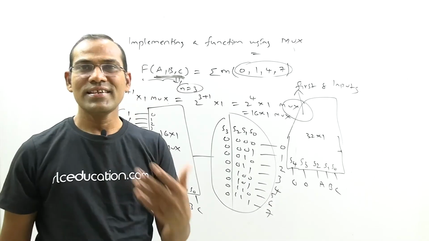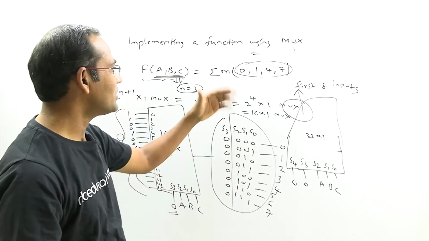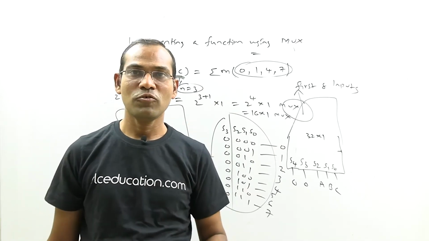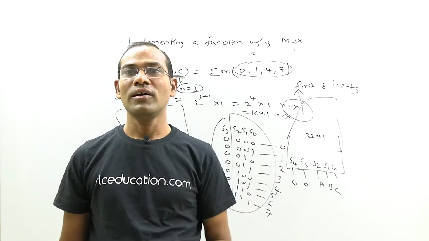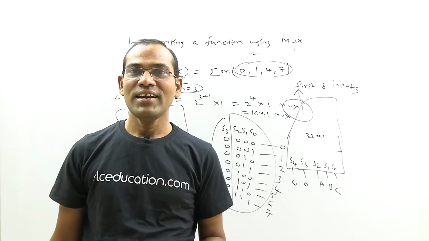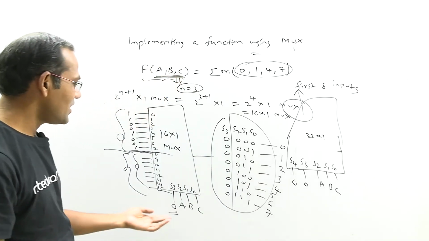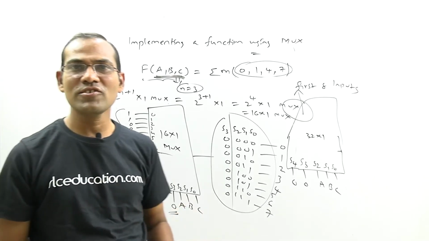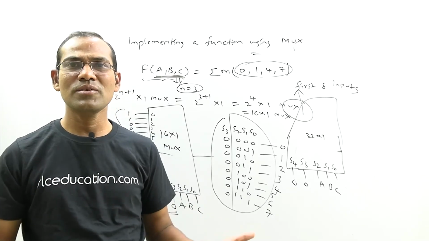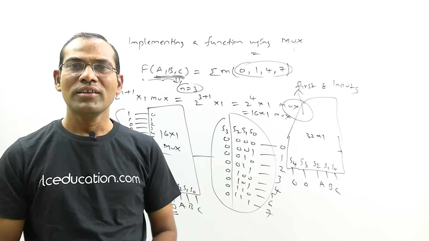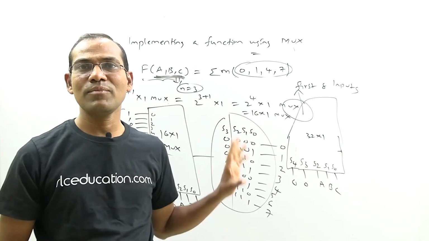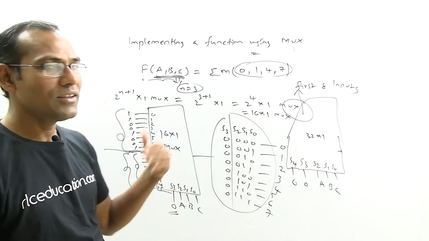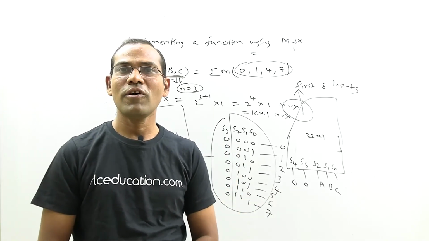So like this you can design this function with 2 power n by 1, 2 power n plus 1 by 1, 2 power n plus 2 by 1, and so on. No extra gates are needed. The reason is here just ABC are needed, and either 0 or 1 on the input side. So there is no A bar, no B bar, no C bar, just ABC. That's why no extra gates are needed, just the mux is enough.